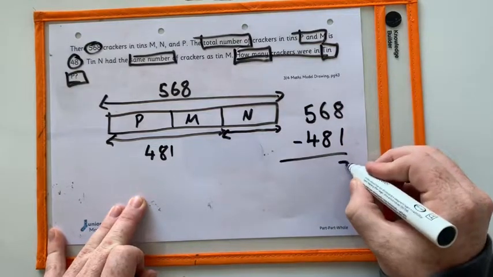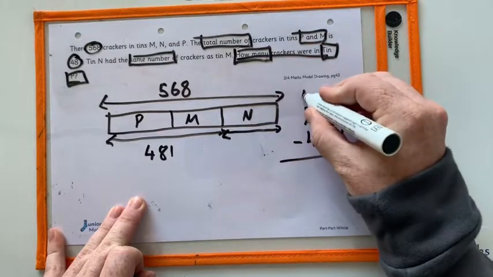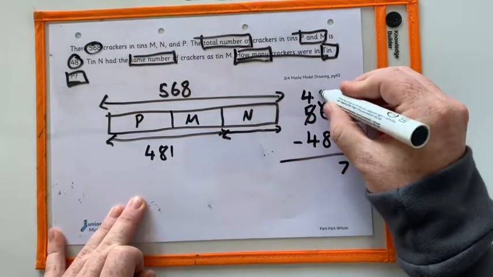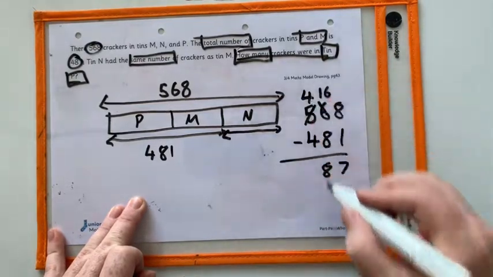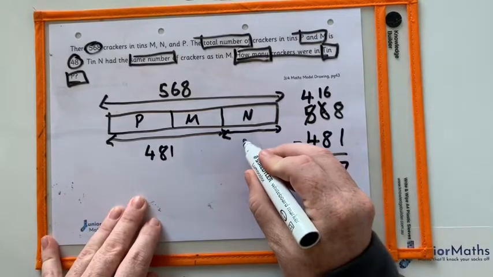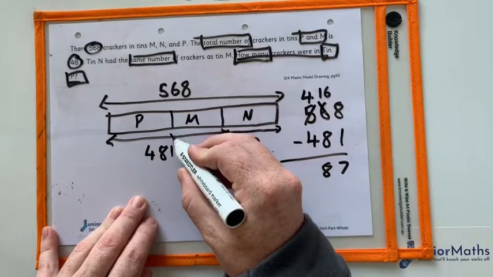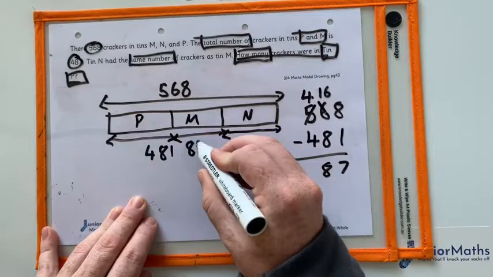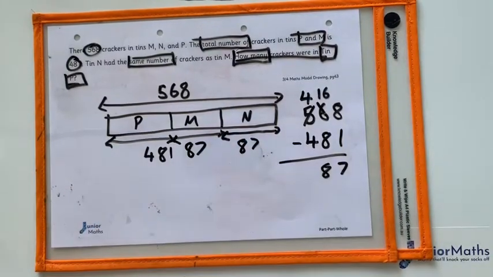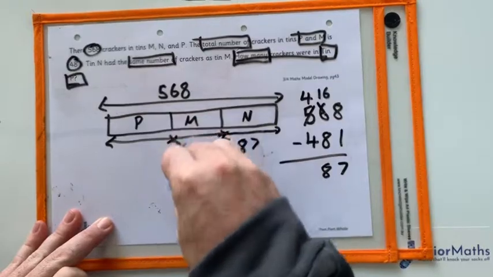8 take away 1 is 7. 6 tens take away 8 tens, more on the floor, go next door, get 100 more. That becomes 16 tens. 16 tens take away 8 tens is 8 tens. So N is worth 87, which also means that M is going to be worth 87 and P is going to be worth 481 take away 87. Oh, I'll fix that up.